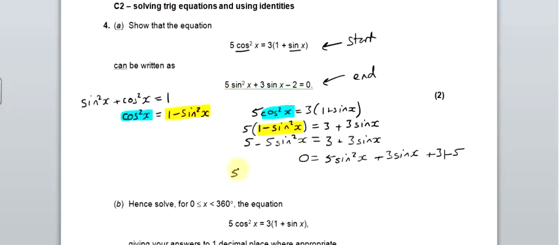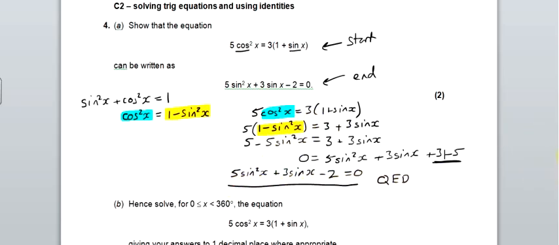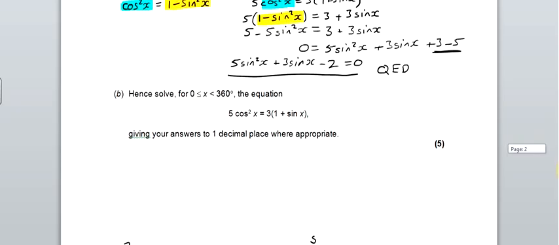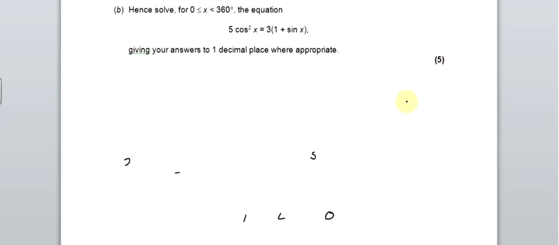So that means that we've got 5 sine squared x plus 3 sine x minus 2 equals 0. And the minus 2 came from these two here. And at this point we can write QED. It has been shown, it has been demonstrated, because that's what they asked us to show. Now, we have a hence bit now, and some more bizarre screen artifacts. It's the first time this has happened to me.